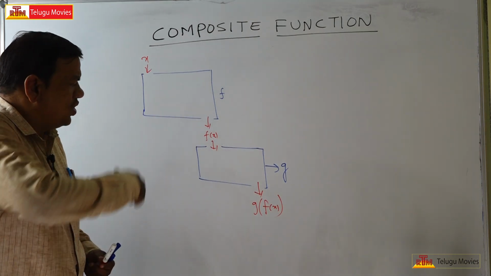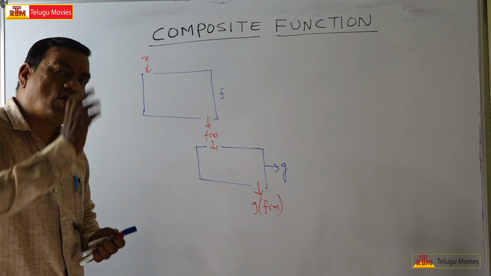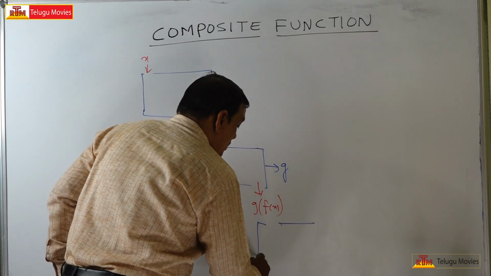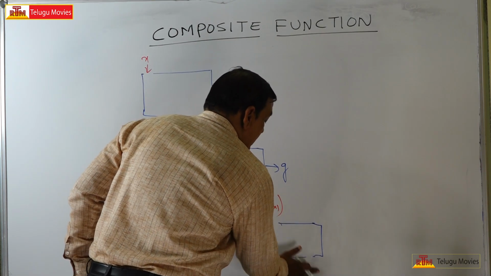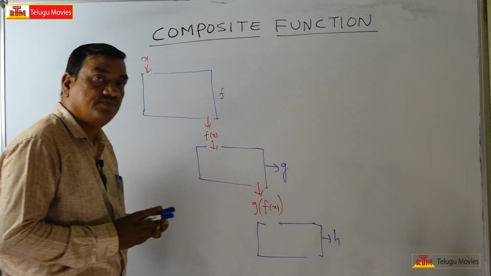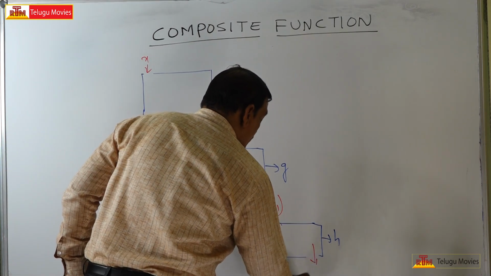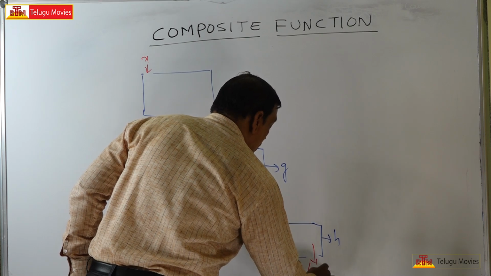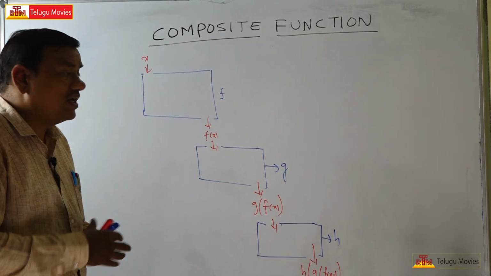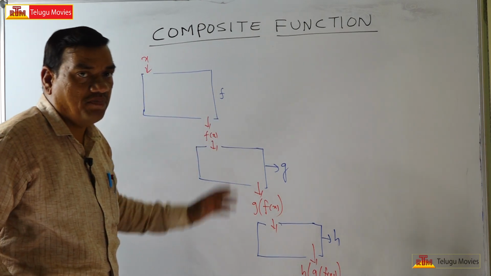Understand? Right. Further we can go on like this, any number of processes. Again, if it goes through another machine, let us call it h. If the element is g of f of x, then the output will be h of g of f of x. Like that you can go through any number of machines.